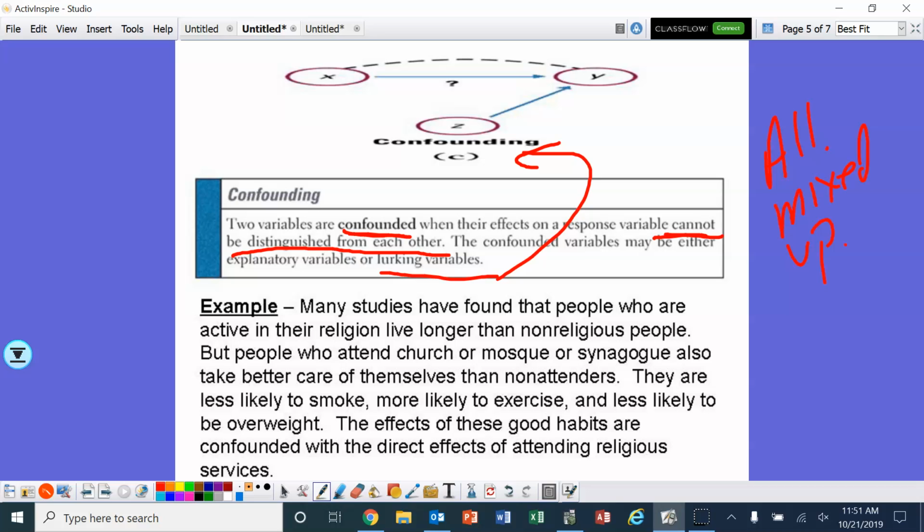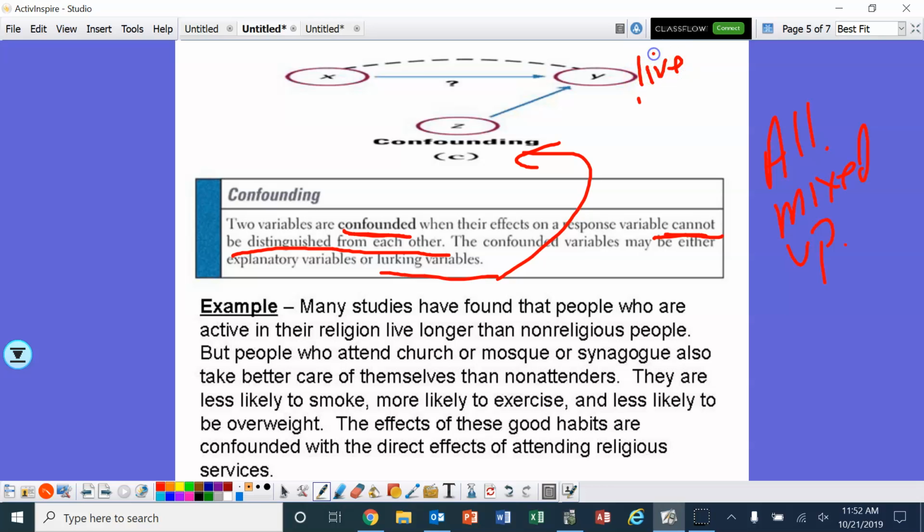Example, many studies have found that people who are active in their religion live longer than non-religious people. But people who attend church or mosque or synagogue also take better care of themselves than non-attenders. Interesting. They are less likely to smoke, more likely to exercise, and less likely to be overweight. The effects of these good habits are confounded with the direct effects of attending religious services.